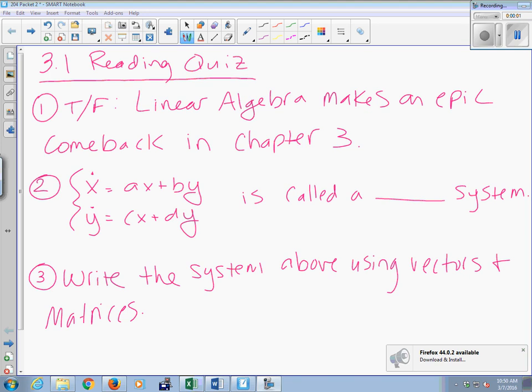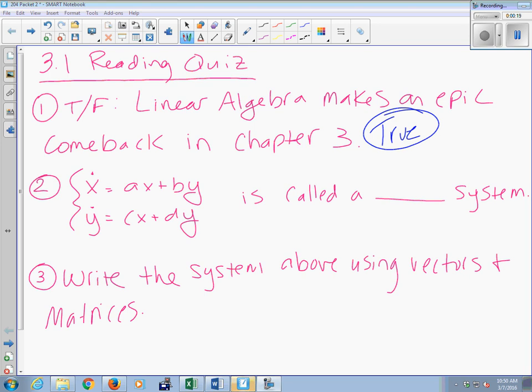Linear algebra makes an epic comeback in chapter 3. You betcha. Yep. We'll have lots of linear algebra. Part of today's lesson is a little review of the stuff that you'll need to know from linear algebra if you weren't here in the fall, or if you haven't had it yet.